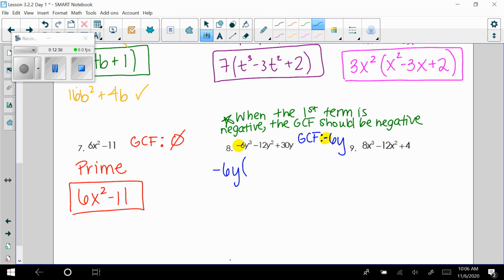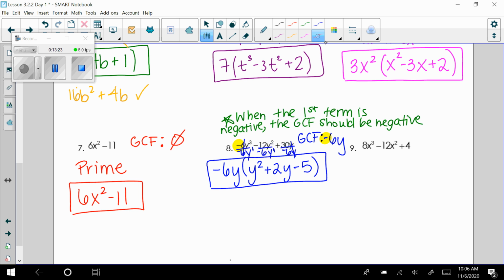And when we do that, we're left over with, so the negative 6's cancel, and then you would subtract 3 minus 1, which would give us y squared. Divide by negative 6y, and negative 12 divided by negative 6 is a positive 2. And then 2 minus 1 is just 1, so y to the 1. And then 30y divided by negative 6y. So 30 divided by negative 6 is negative 5. And then the y's cancel out. So that would be your final answer. All right.